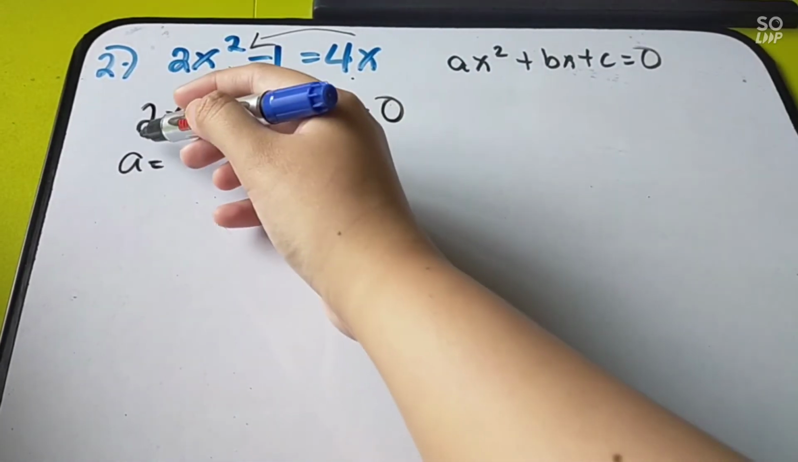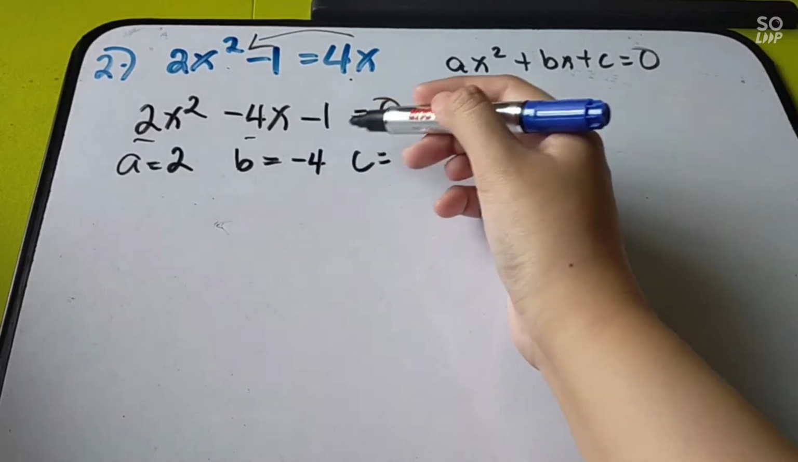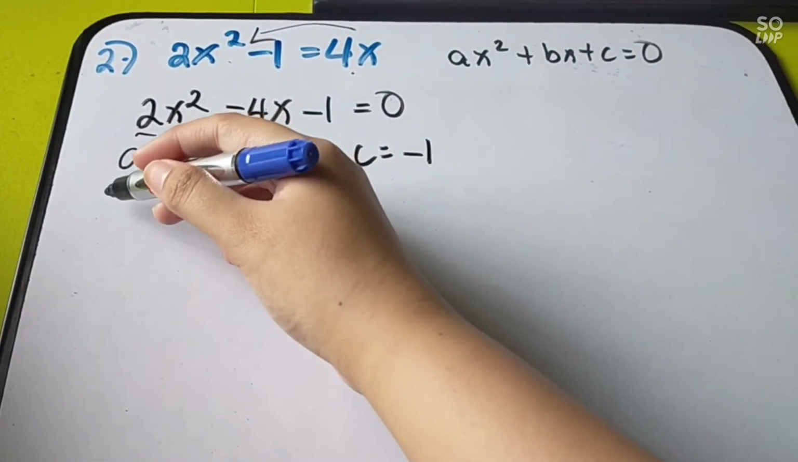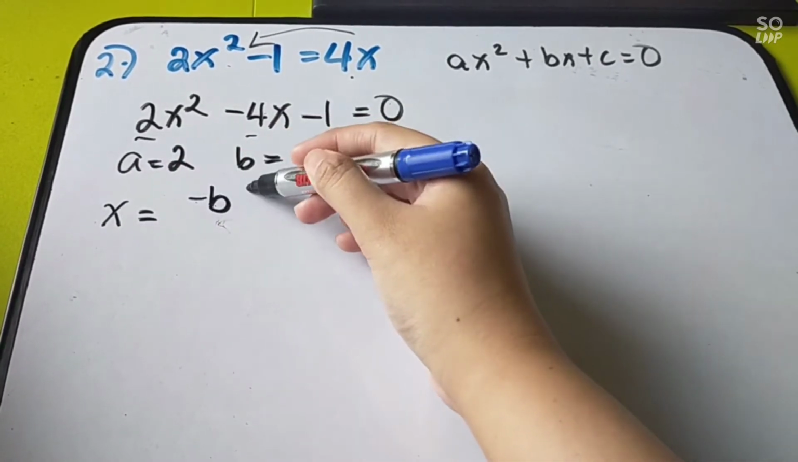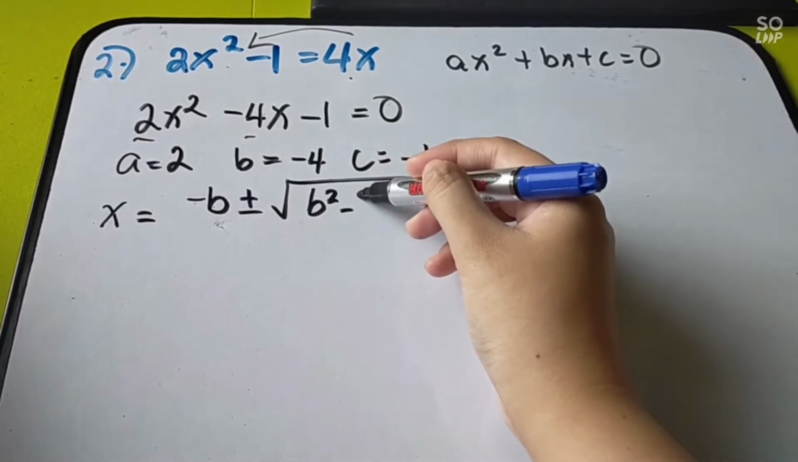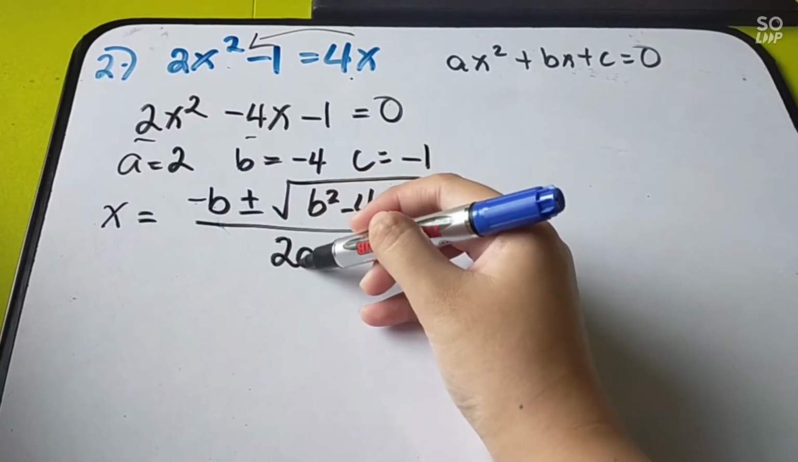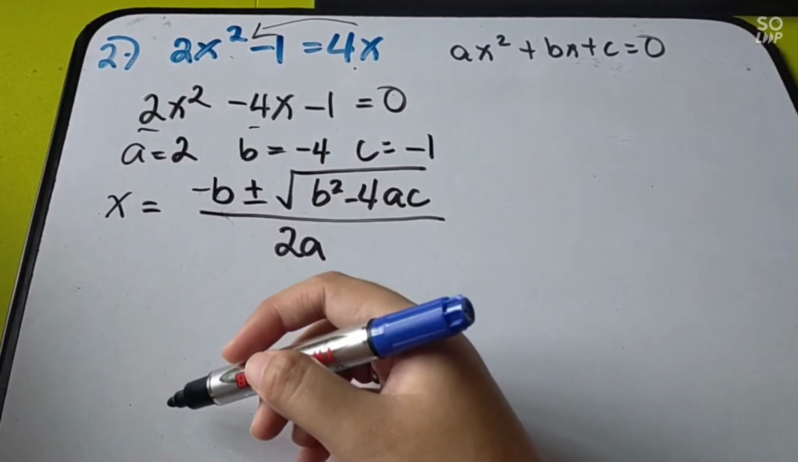Ayan, naka-arrange na siya. Let us find your A, your B, and your C. Your A here, we have positive 2. Your B, we have negative 4. And your C, you have negative 1. Then, let us have your formula. x is equal to negative b, positive, negative, square root of b squared minus 4ac, all over 2a. Then just substitute your a, b, and c to your formula.